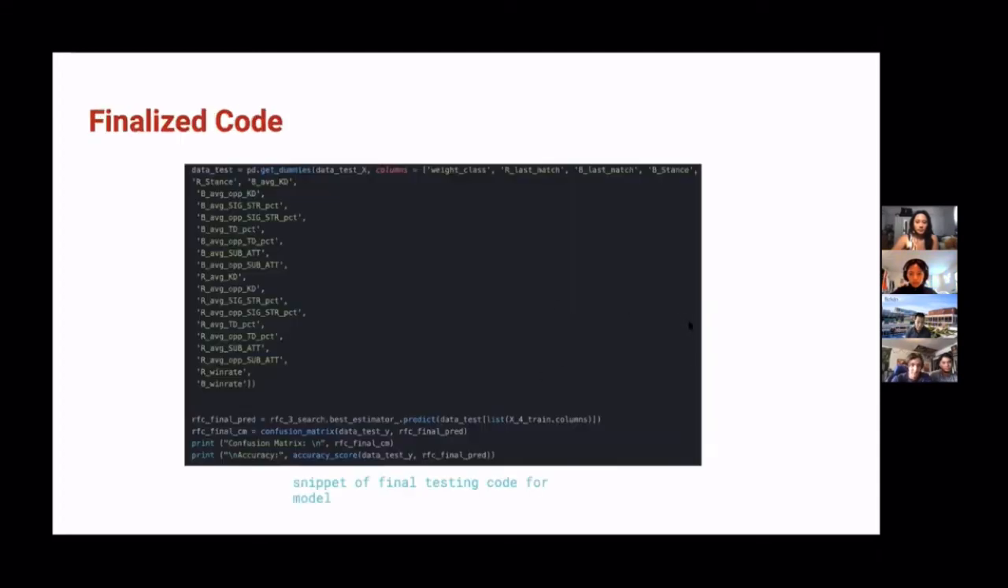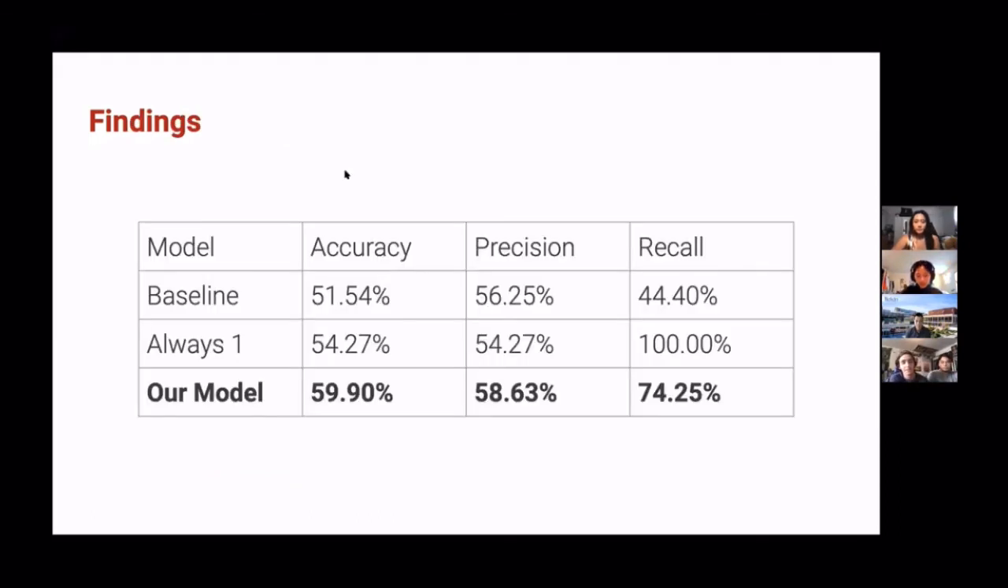And this is just a snippet that we used for testing code for the final model. Our findings were that our final model, when testing on the actual testing data, achieved almost 60% accuracy, which was higher than the baseline, like just predicting a random winner, and even higher than also just predicting the winner from a certain corner to win, which is the red corner.